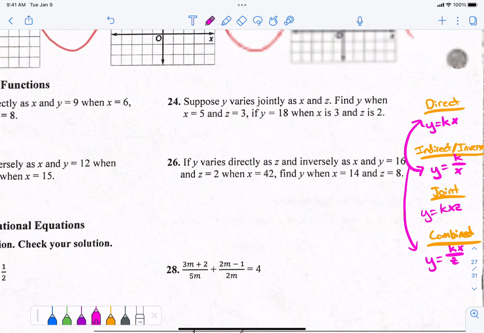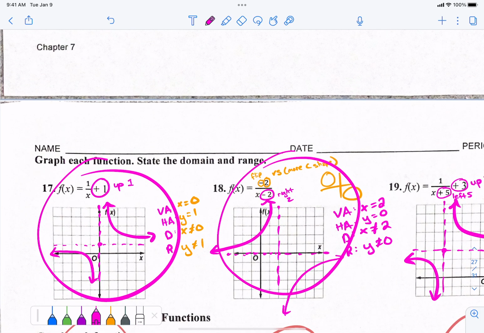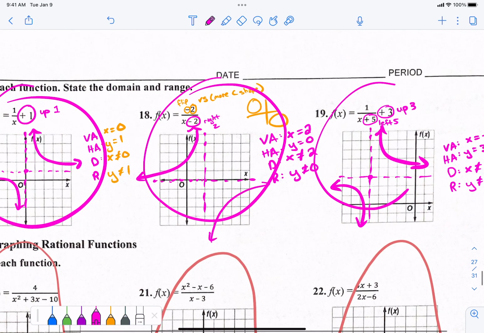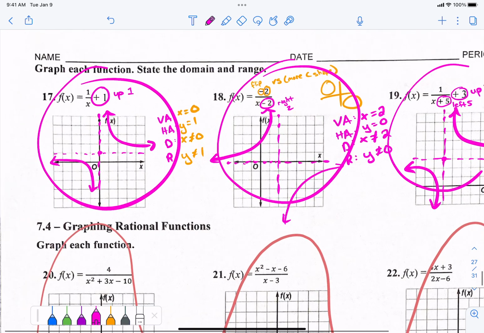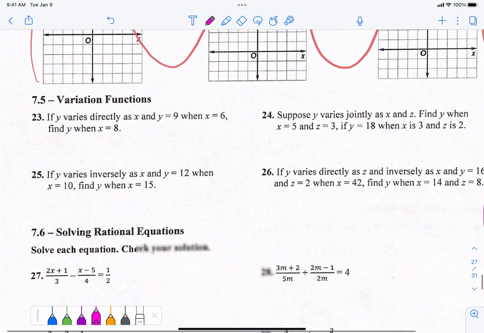Now, which one of those four is what we graphed up here? Those are indirect or inverse, right? So that's why we're talking about the types of variation, because these are all inverse variation, because the x is in the bottom. All right, so let's go to these.